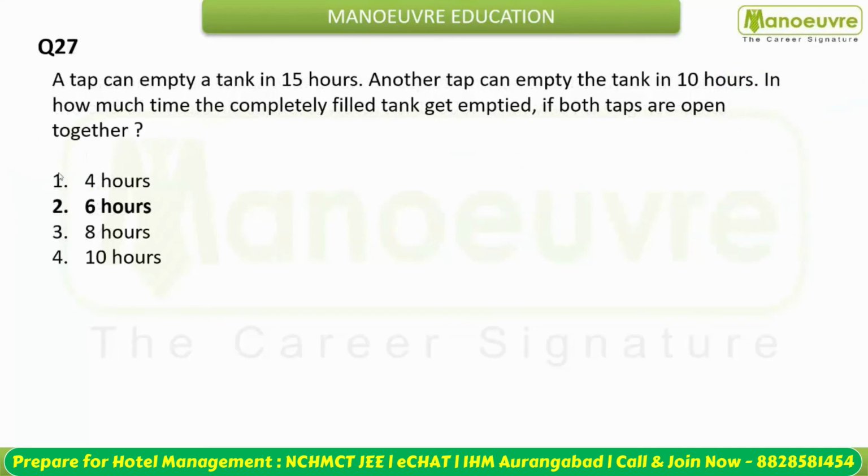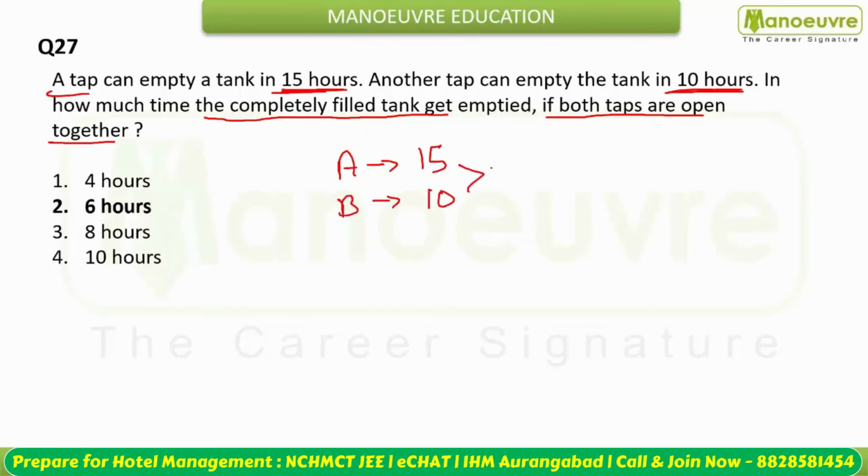Next question. A tap can empty a tank in 15 hours. Another tap can empty the tank in 10 hours. In how much time will the completely filled tank get emptied if both taps are opened together? That is, A काम करता है कितना? 15 hours में. B is doing what? In 10 hours.